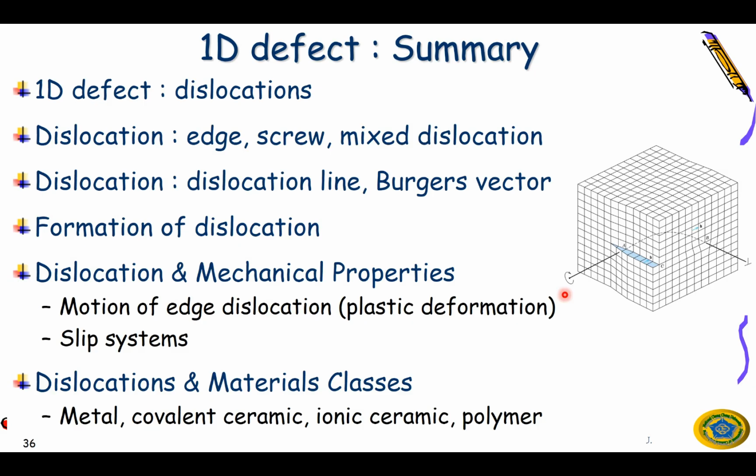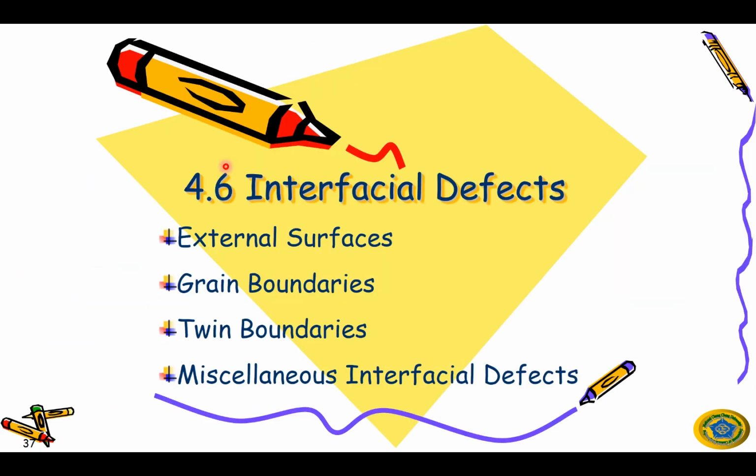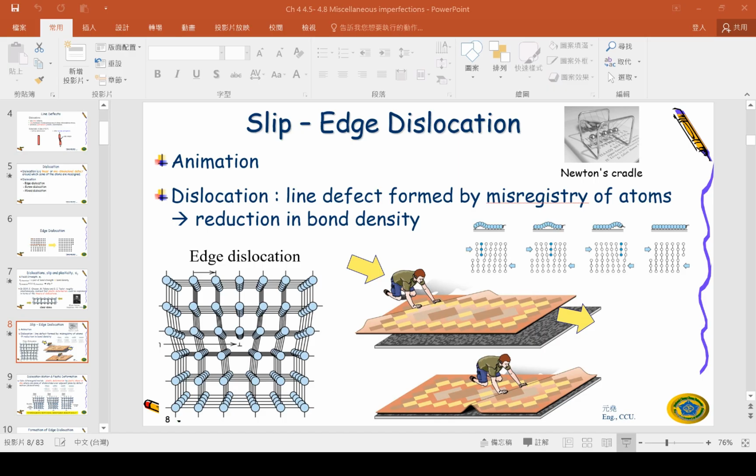Let me summarize: one-dimensional defects we call dislocations. I think I've run out of time today, and I want to leave the rest for next week. Next week we are going to talk about interfacial defects, which are two-dimensional defects. So I will leave this for next week. Okay, so that's it.